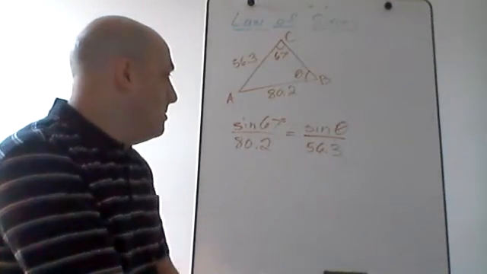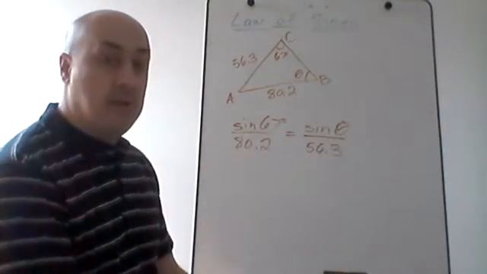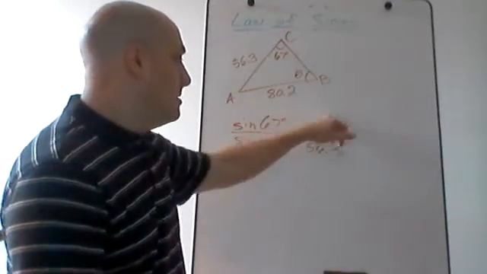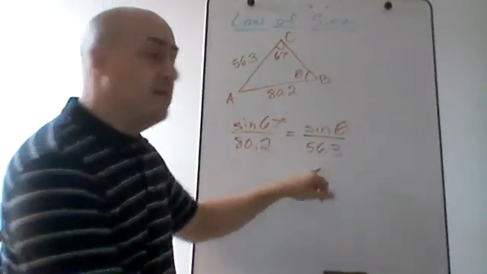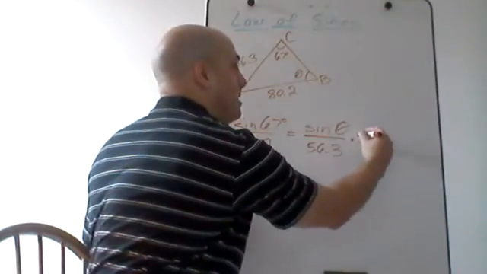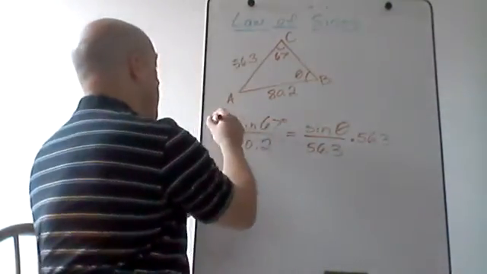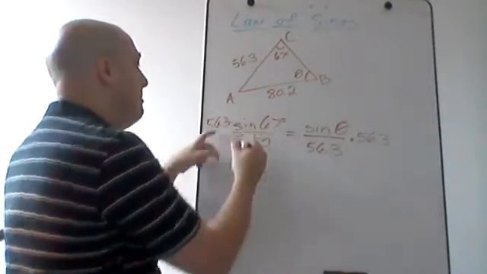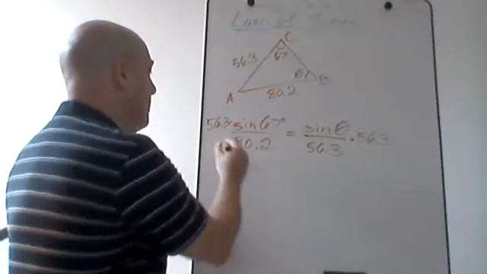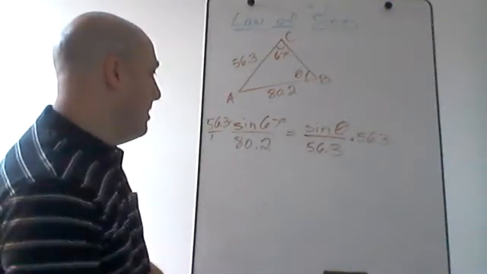Right, so that's my setup using the law of sines, and now I need to solve for that angle theta. To get this theta by itself, first thing I'm going to do is get rid of this 56.3. Since it's sine of theta divided by 56.3, I need to multiply that 56.3 to the other side. When I multiply something times a fraction, it multiplies by the numerator of the fraction, right? If it helps, think of that as 56.3 over 1.